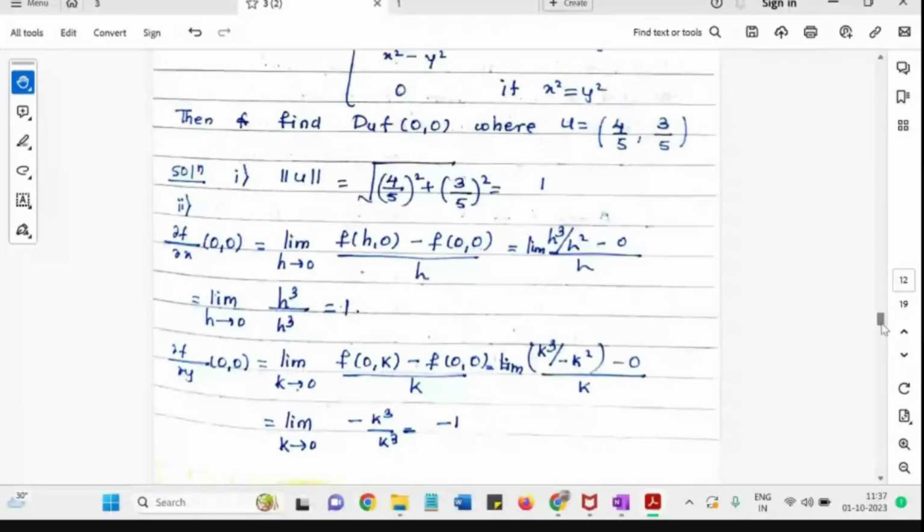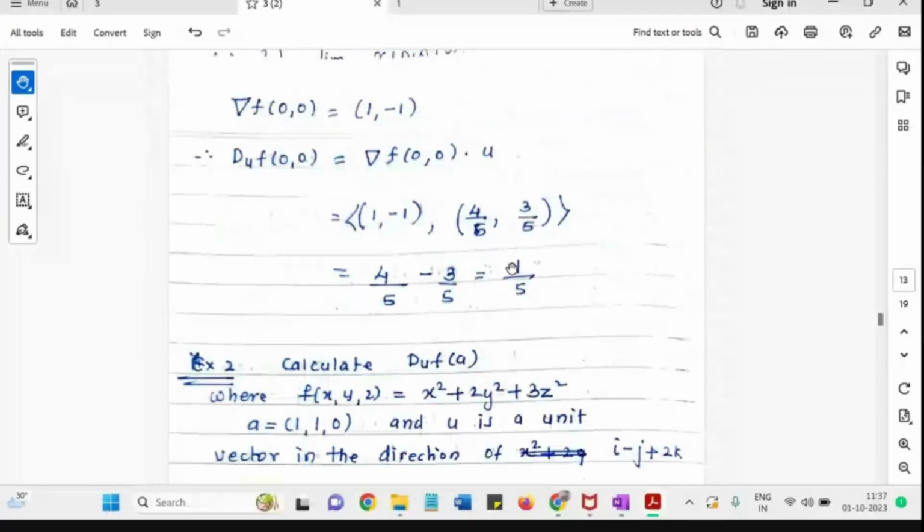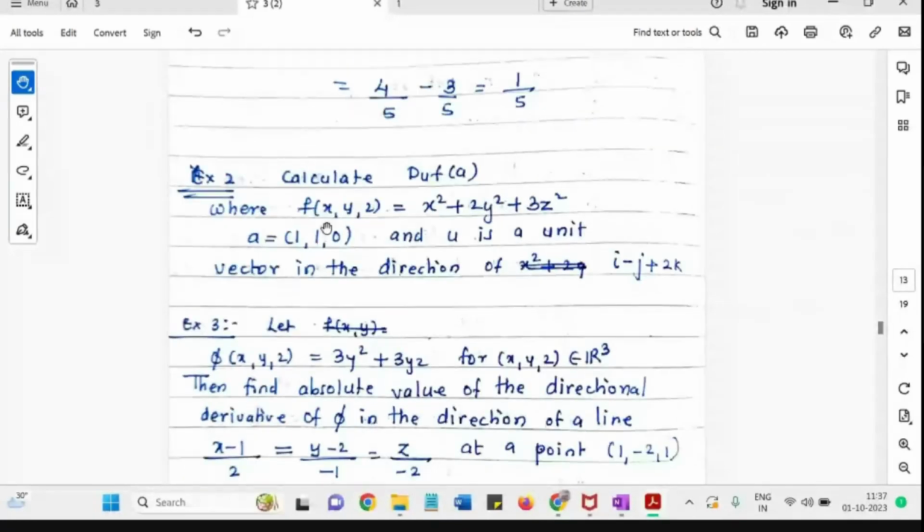So here is another example which you can try on your own. My f(x, y, z) is given to be x square plus y square plus z square, and a is the vector (1, 1, 0). Let us say u is a unit vector in the direction of i minus j plus 2k. You have to calculate the directional derivative of f at a. Observe that this is not a unit vector; u is a unit vector in the direction of this. So first you have to calculate u, and then you can use the above formula to get the directional derivative.